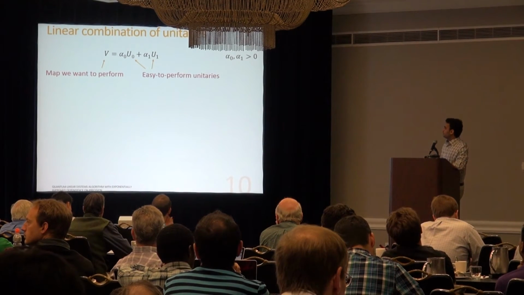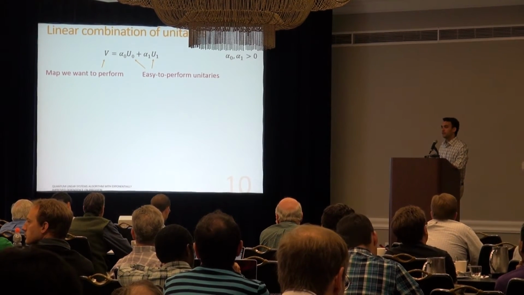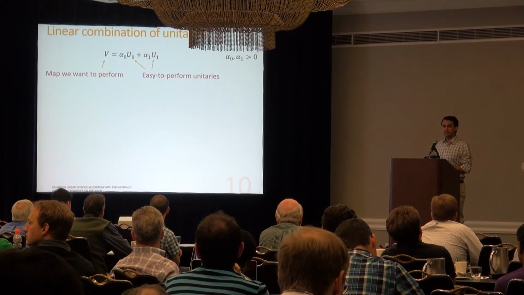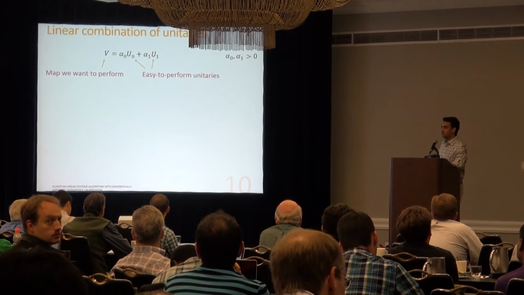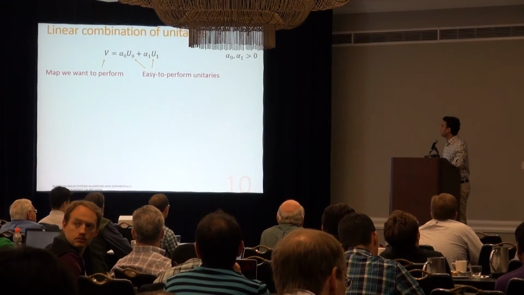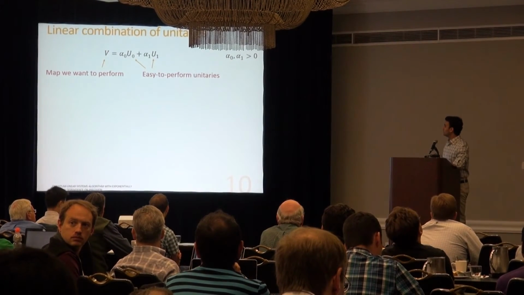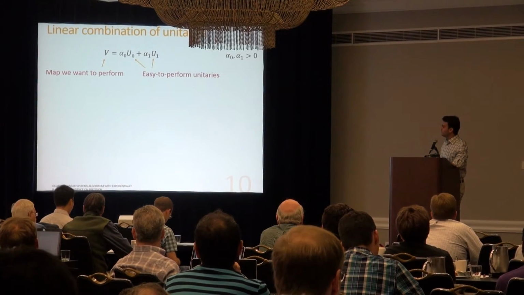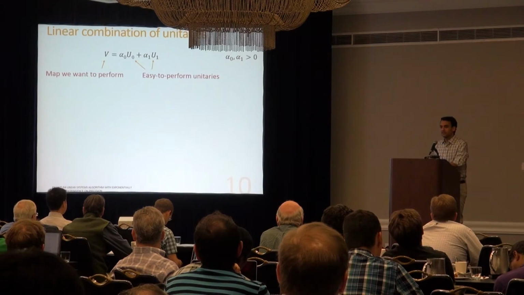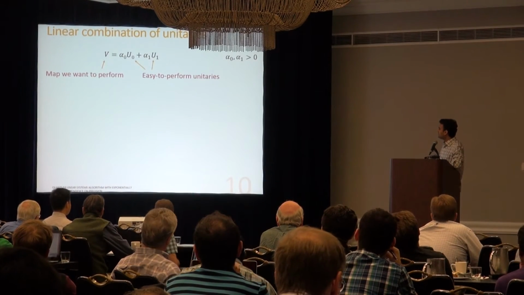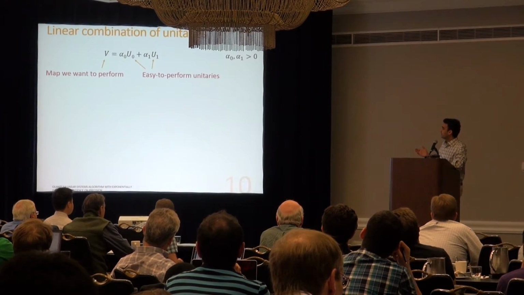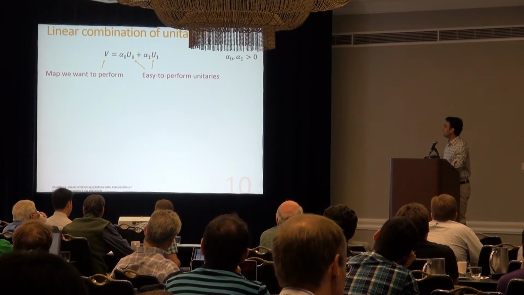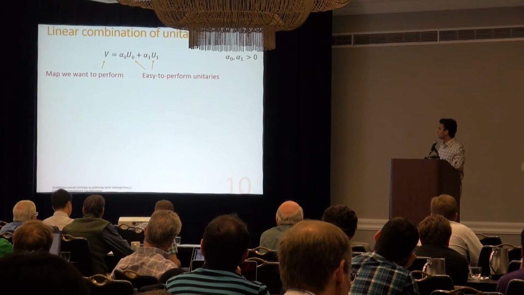So if the map we wanted to perform was, let's say, a product of unitaries, then you're in great shape, because what you do is you first apply the first unitary, then you apply the next unitary, and then you have the unitary that you wanted to perform. Here it's a linear combination, which is kind of an unnatural thing to do with unitaries, because the linear combination of unitaries is not even necessarily unitary. So, what are you trying to do? What we want to do is just prepare a state that's proportional to V acting on the input state. V may not even be unitary, so all we need is just V acting on the input state.